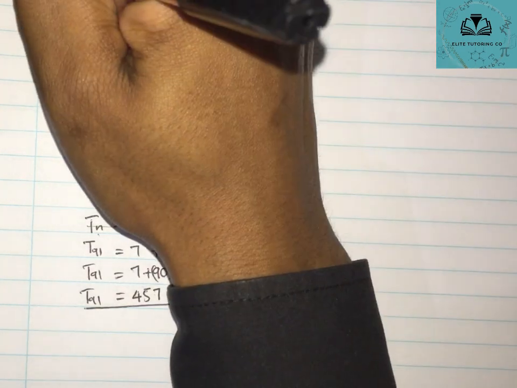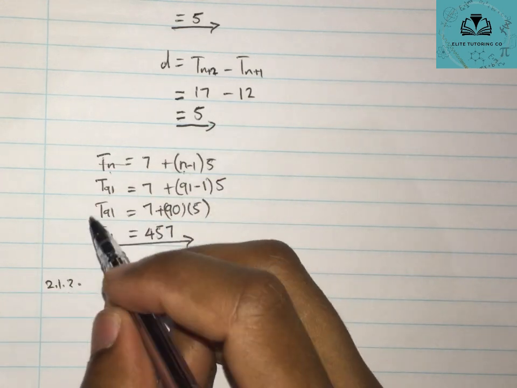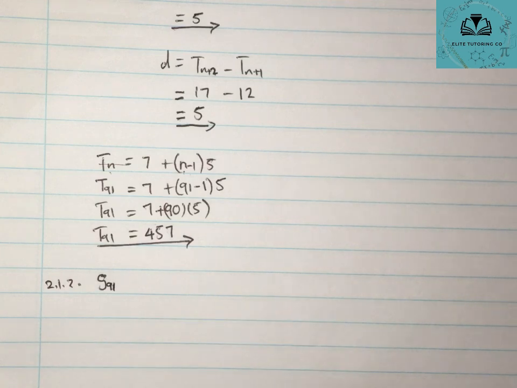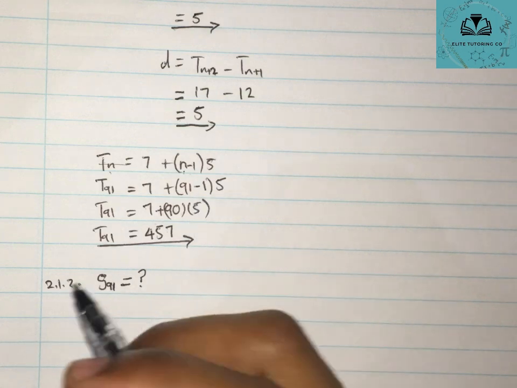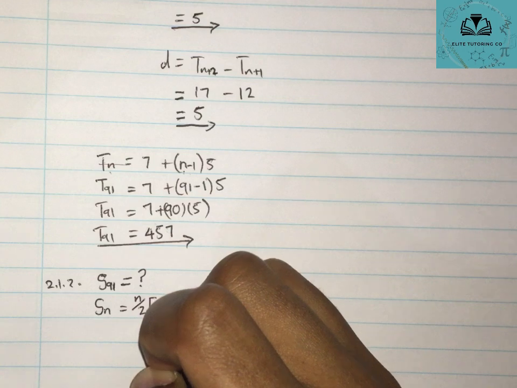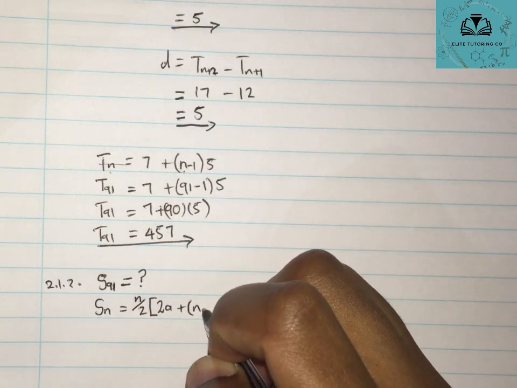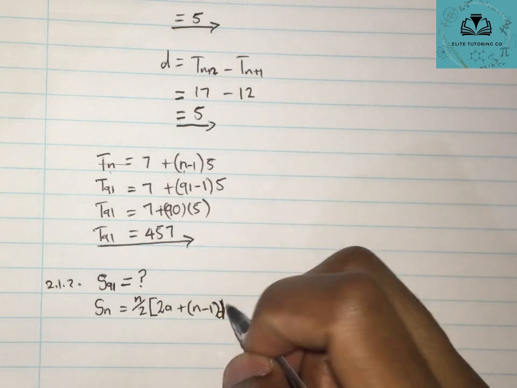Now let's look at how we can do 2.1.2. For 2.1.2, they want us to find the sum to the 91st term. So we are going to use the formula that we are given for finding the sum to n terms for an arithmetic sequence, right? So for an arithmetic sequence, you say that the sum to n terms is equal to n divided by 2. You'll remember this formula from class. That is n divided by 2 multiplied by 2a plus bracket n minus 1, all multiplied by d. D, that is the same common difference that we used above.